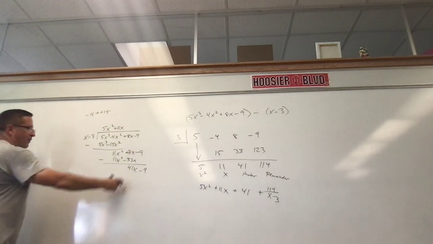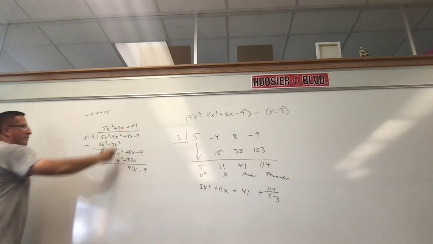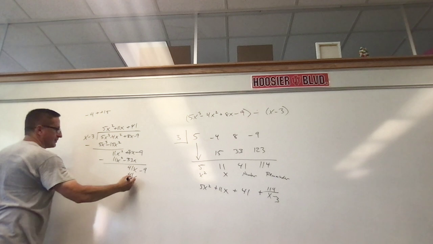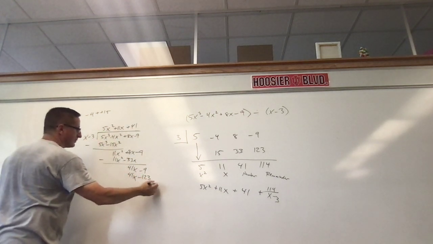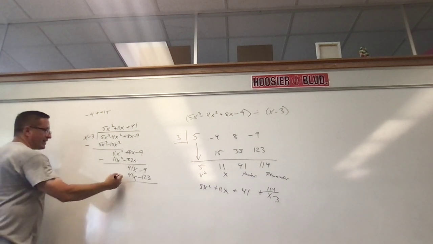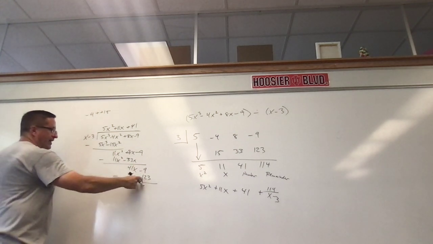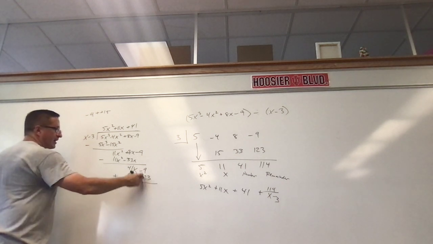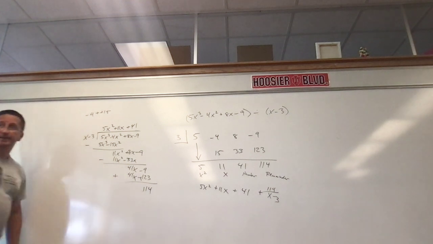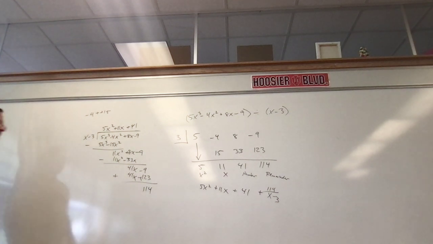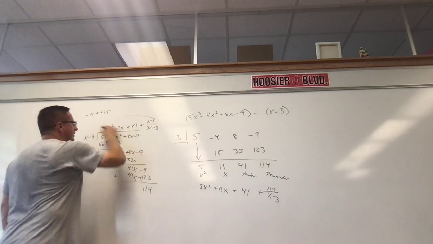One more time. How do you make x into 41x? Times by 41. 41 times x. 41 times negative 3 is negative 123. We subtract again. 41 minus 41 is gone. Negative 9 minus minus 123 is plus 123. These add up to 114. How do you make x into 114? Can't. So that's your remainder. So plus 114 over x minus 3.